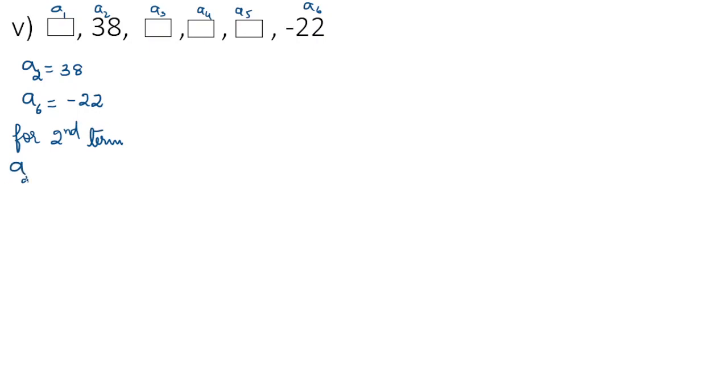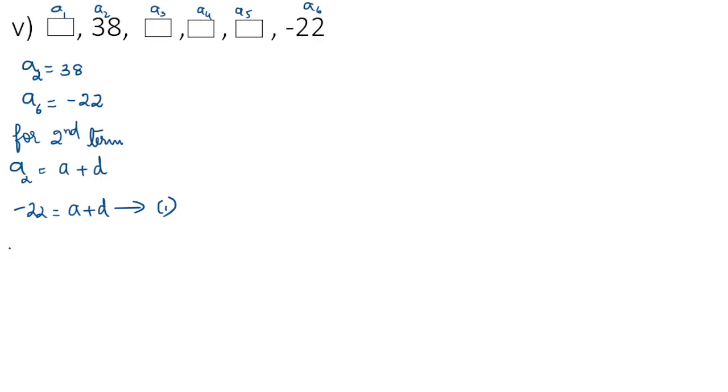Now next, the fifth one. So here a1 is not given. I'll write here a1, this is a2, and a3, a4, a5, and a6 is given. So a1 we don't know, a2 we know how much it is, 38, and a6 also we know how much it is, minus 22. Now what do we have to write? We have to write the formula for that. So for the second term, how can we write it? a2 can be written as a plus d. 38 is equal to a plus d.